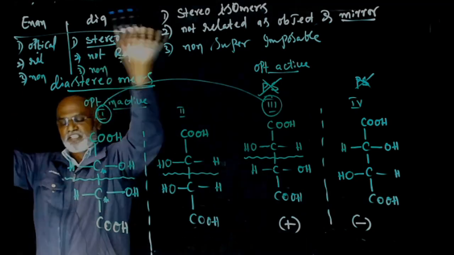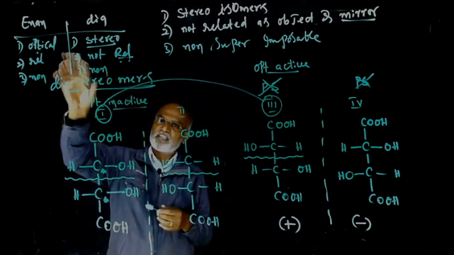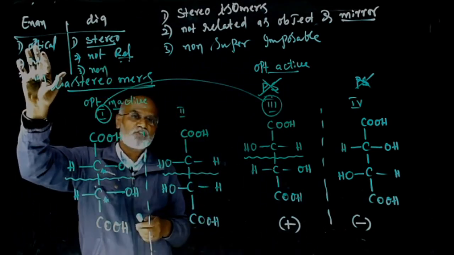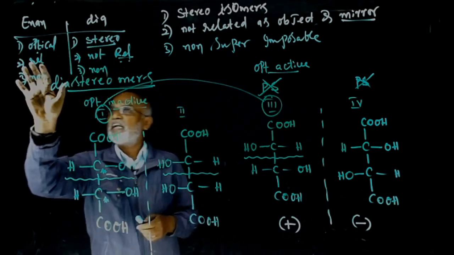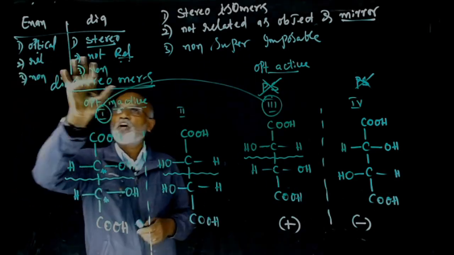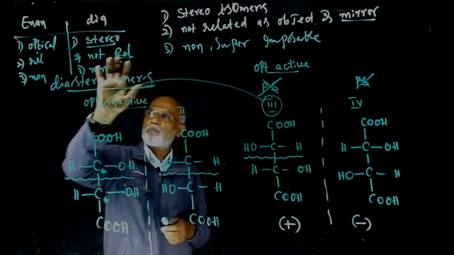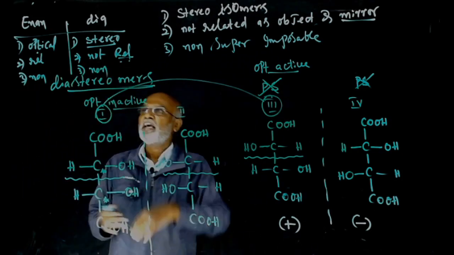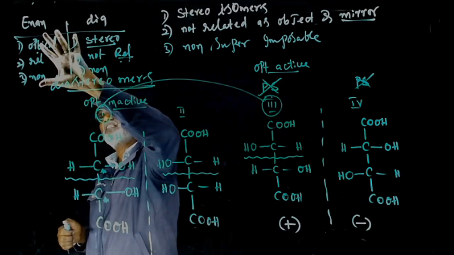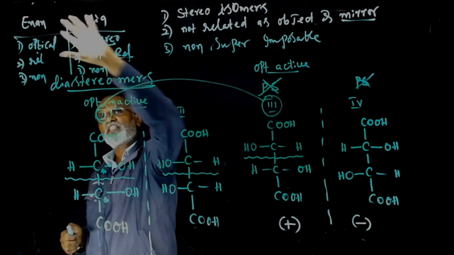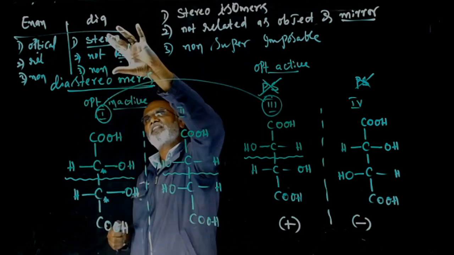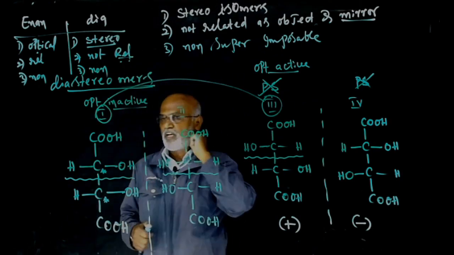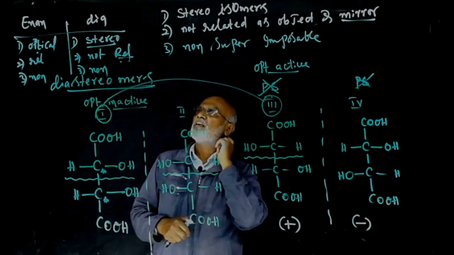Non-superimposable. Third condition is same, but first and second conditions are different. A pair of optical isomers, a pair of stereoisomers, related with each other as an object and mirror image, not related with each other as an object and mirror image, non-superimposable on one another. Any molecule which satisfies these three conditions can be called enantiomers. Any molecule which satisfies these three conditions are called diastereomers. Therefore, structure 1 and 3 are called diastereomers.